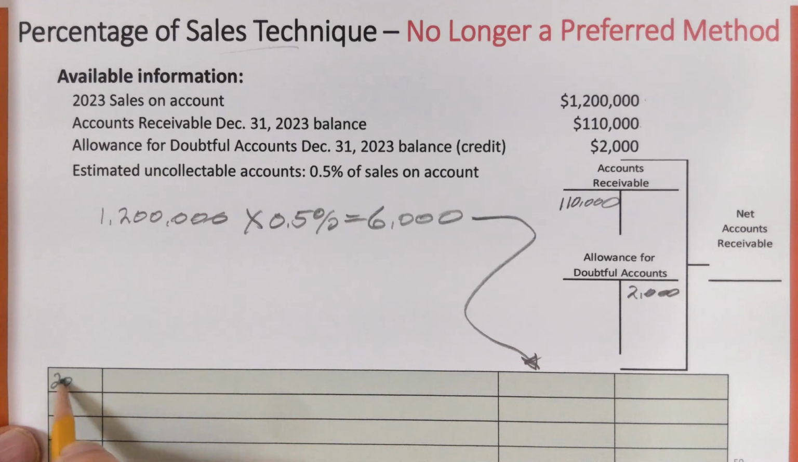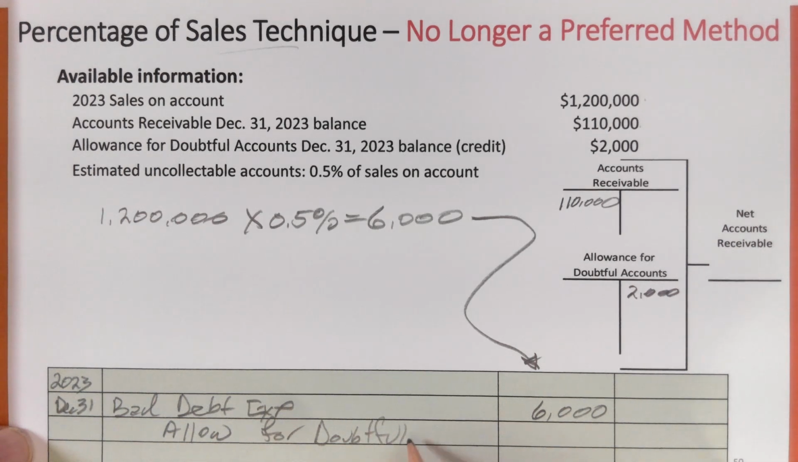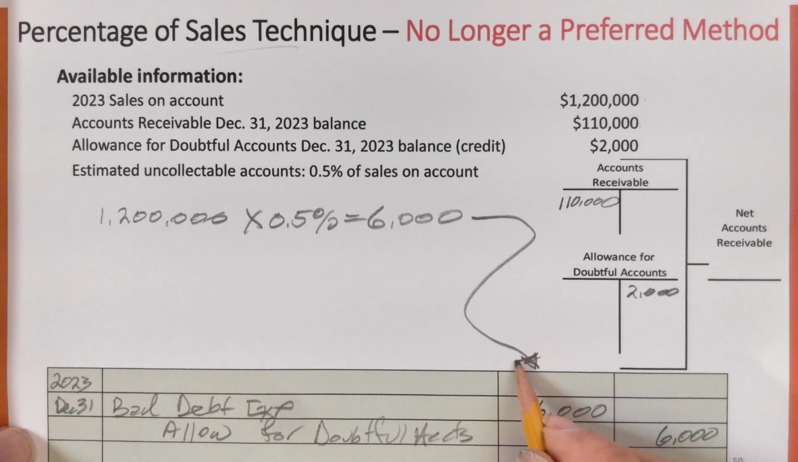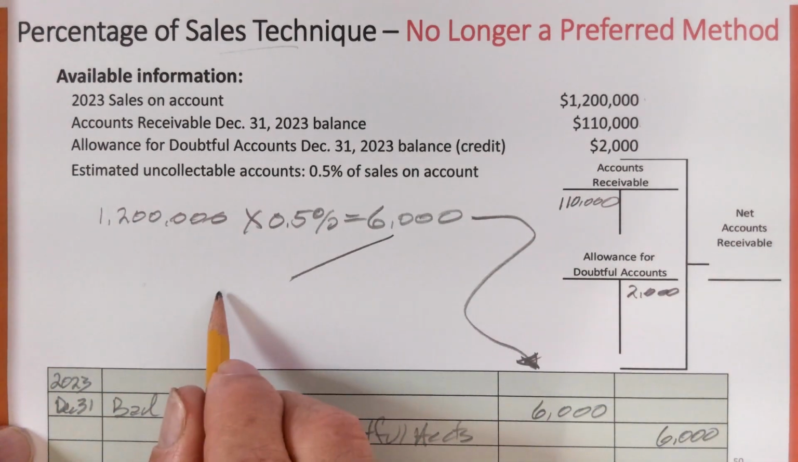So 2023, December 31st, we're going to debit bad debt expense for the $6,000. We're going to credit the allowance for doubtful accounts. Writing fast and abbreviating a lot because I know you want to get done with this. 6,000, and we're done. So you notice under this technique, when we apply the percentage, it gives us the amount of the entry.